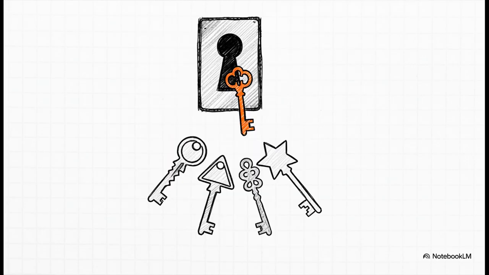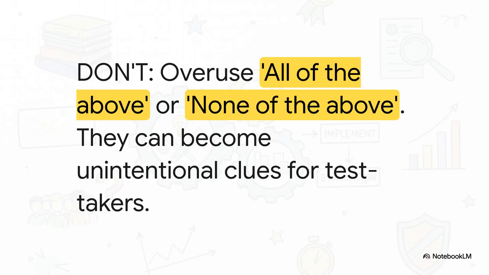This one is critical, non-negotiable really. There can only be one single best answer. Any confusion, any ambiguity at all just makes the question unfair. If you can argue that more than one option is correct, then the question is broken. And finally, a little pro tip here: don't lean too heavily on "all of the above" or "none of the above." They can become a crutch when you're writing the test, and sometimes they end up being an unintentional clue for the person taking it, which just makes the question weaker.